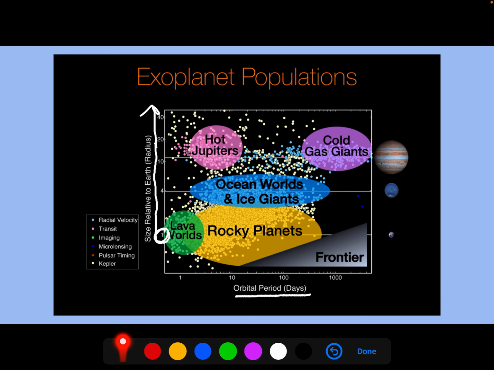It's obviously going to be much easier for us to detect exoplanets that are orbiting very quickly around their stars, right? Because we have more chances to see them. So you can see we've got the rocky planets. There's just tons of them in the background there, and then hot Jupiters too. We can find those because they're big, but they also have a very short orbital period.